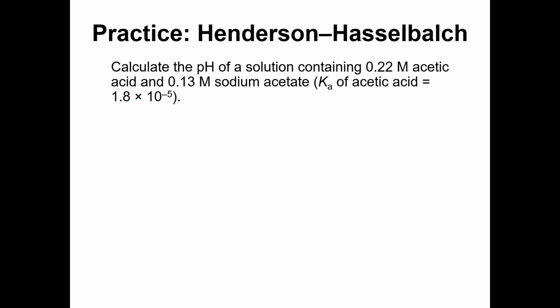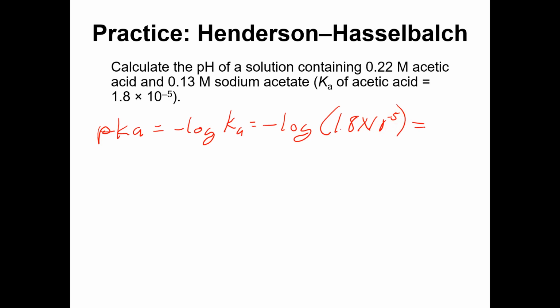So our Henderson-Hasselbalch equation asks us for the pKa when we start plugging things in. So we're going to need to calculate pKa. pKa is equal to the negative log of Ka, which is the negative log of 1.8 times 10 to the negative fifth. So if you put that into your calculator, you should come up with 4.74.